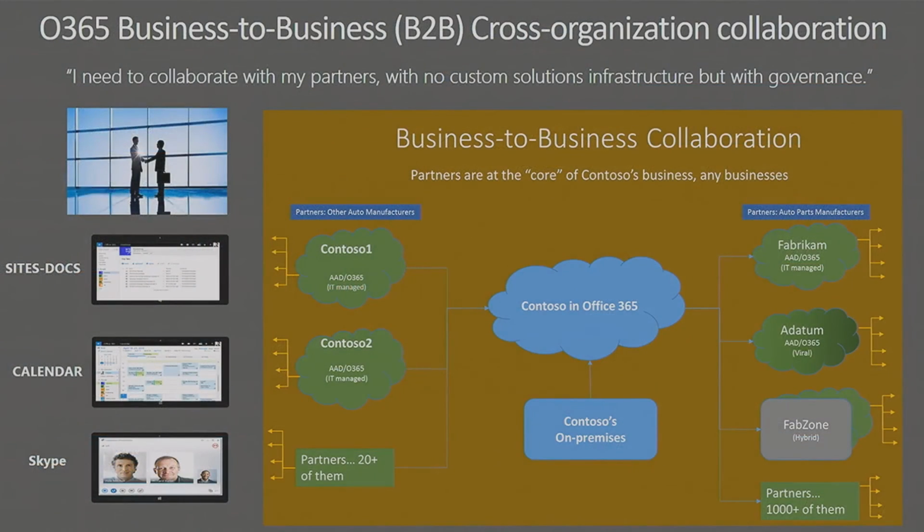More specifically, in this slide, Contoso is an auto manufacturer, and they have upstream auto parts manufacturers like ADatum and Fabricam. I'm going to walk through this customer story throughout this session so you can follow along and relate it to your specific scenario. So Contoso is the auto manufacturer. Upstream, they work with auto parts manufacturers like Fabricam and ADatum. Downstream, they work with Contoso 1 and Contoso 2, other auto parts manufacturers as well. They typically want to use sites and share documents with these external vendors like ADatum and Fabricam.